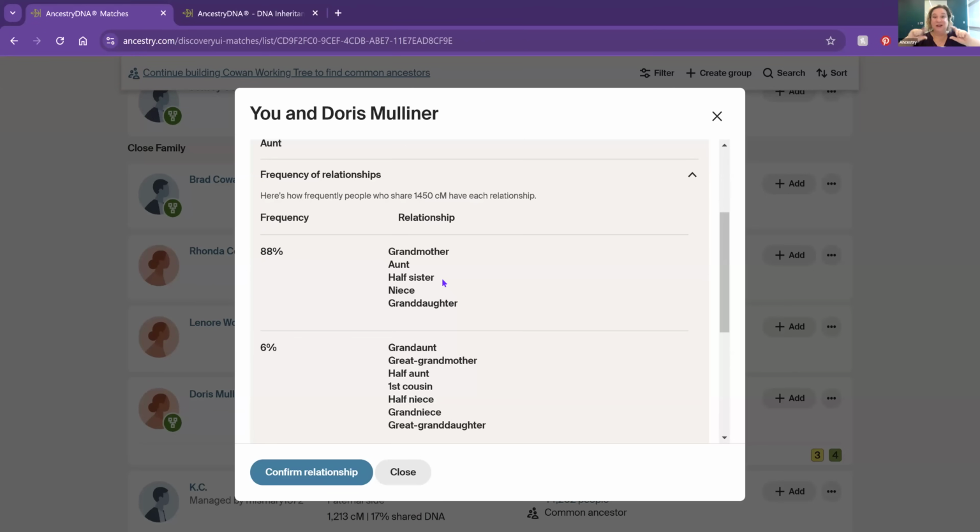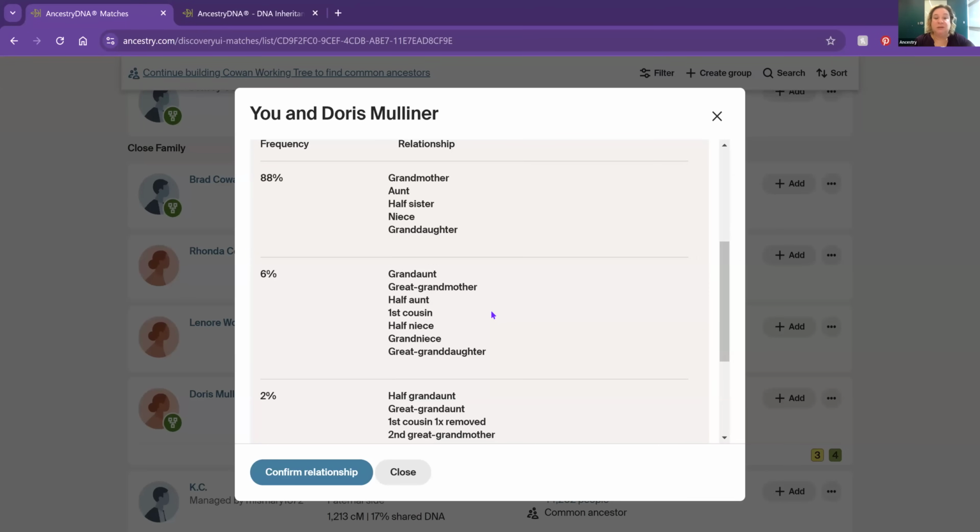So there's some other variables at play where I know she's not, but that is possible genetically based on how much DNA we share. She could also be my niece or my granddaughter. Again, because of our ages, neither of those relationships are possible, but we're going to show you, just based on the DNA, what the possible relationships are.